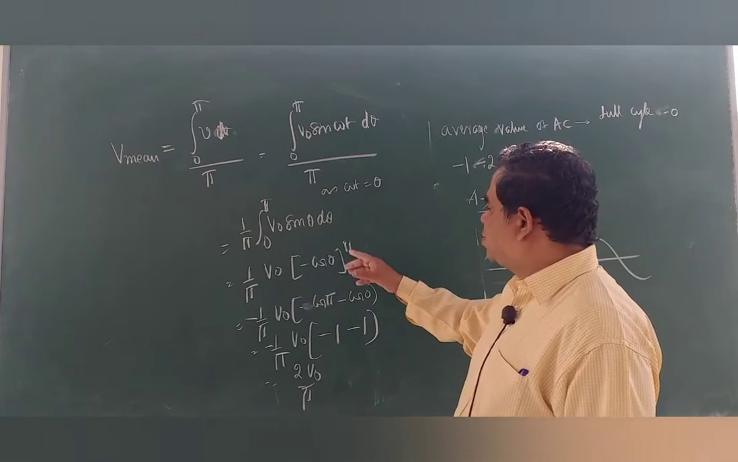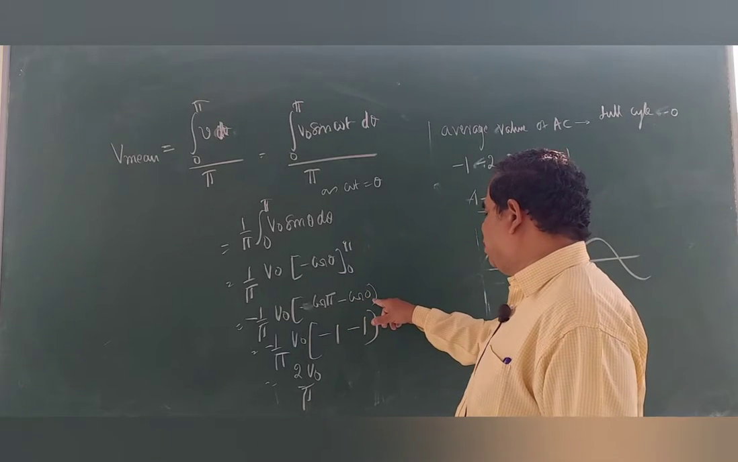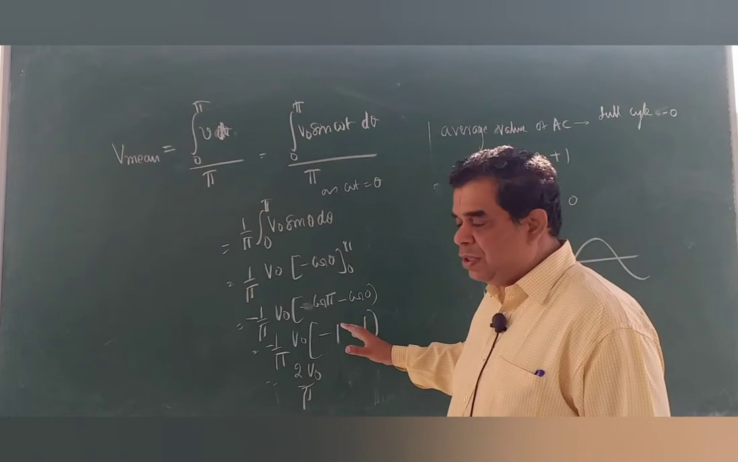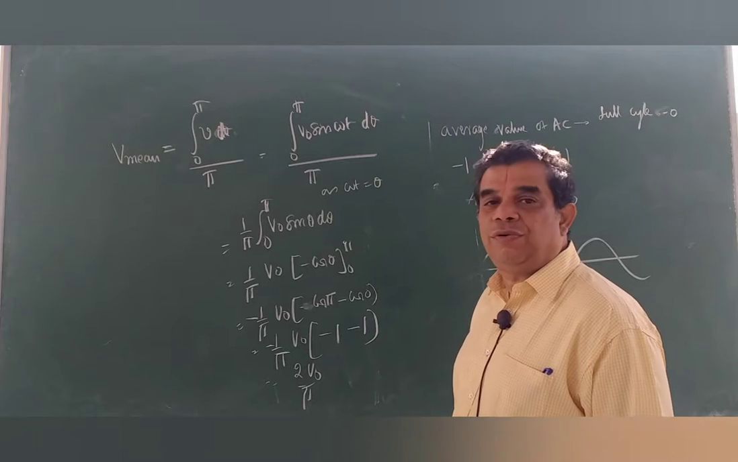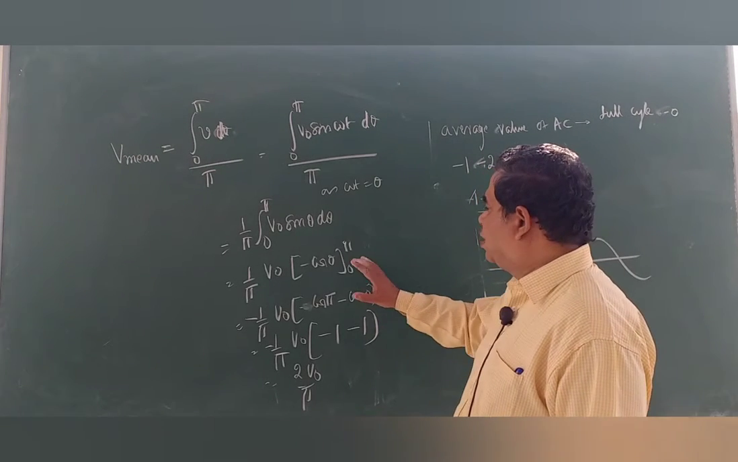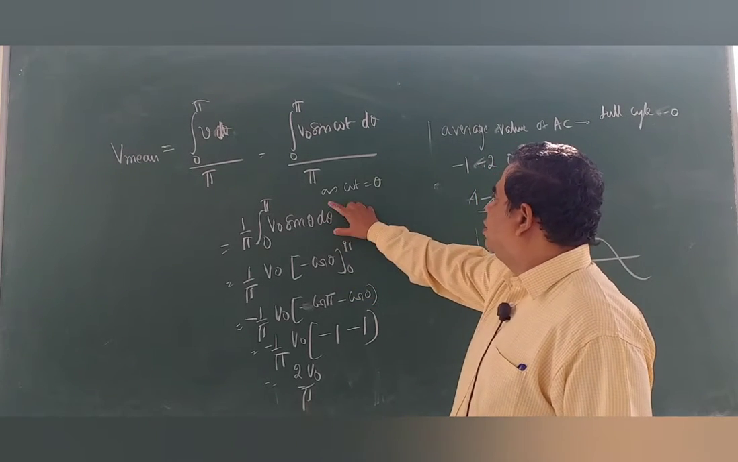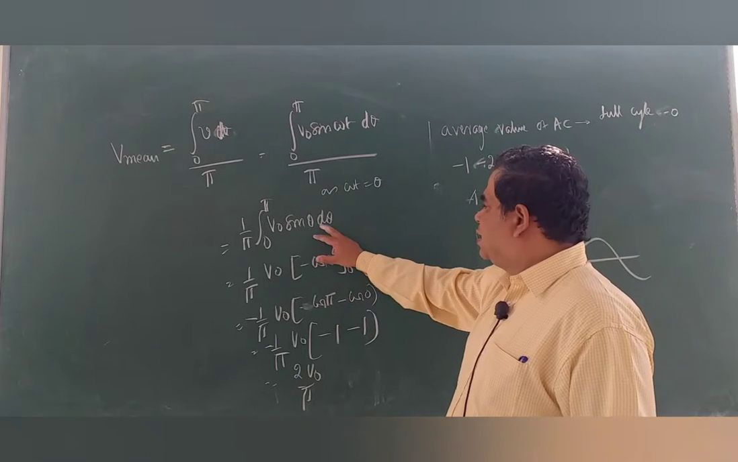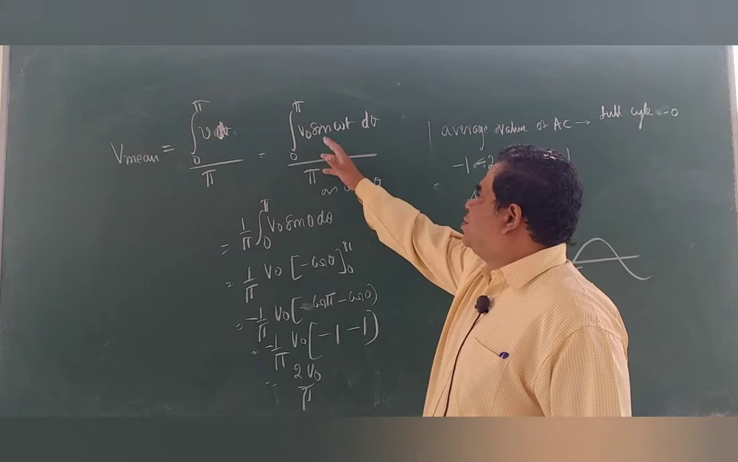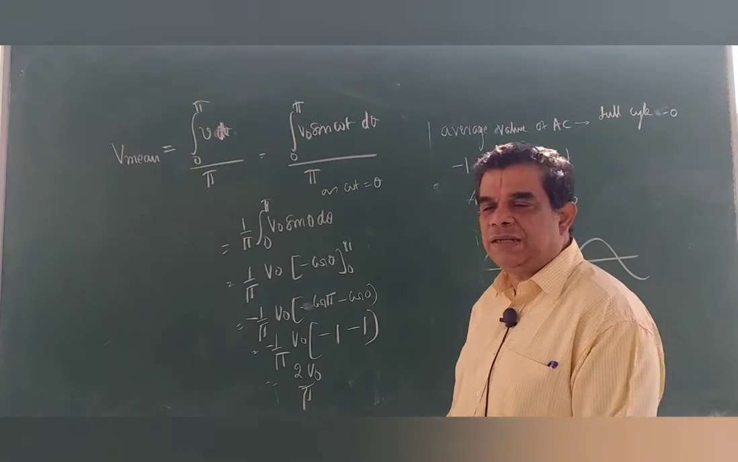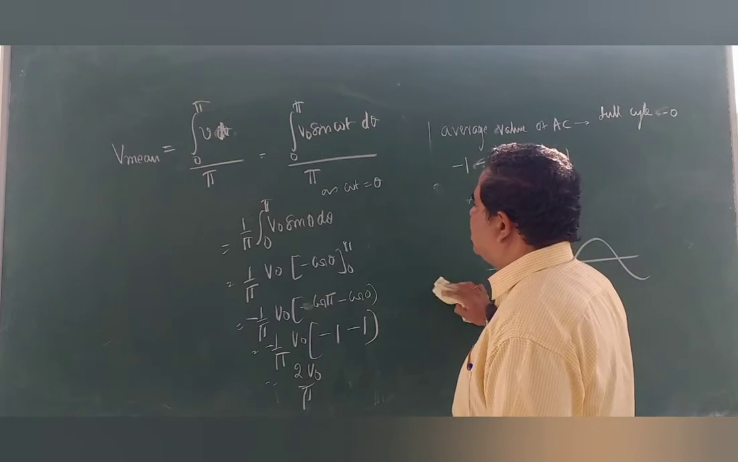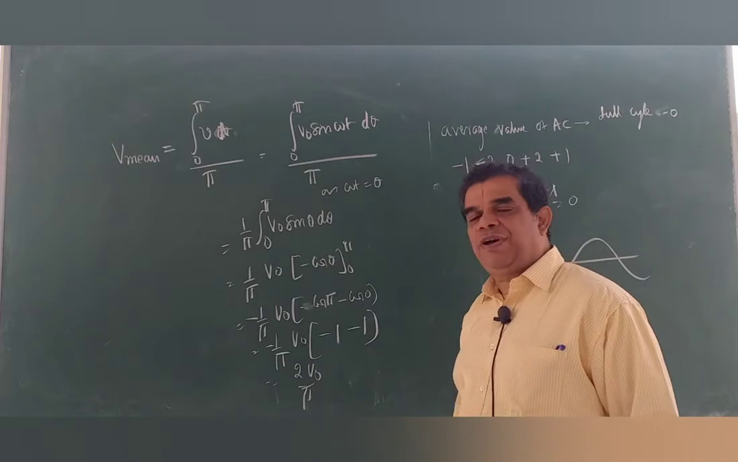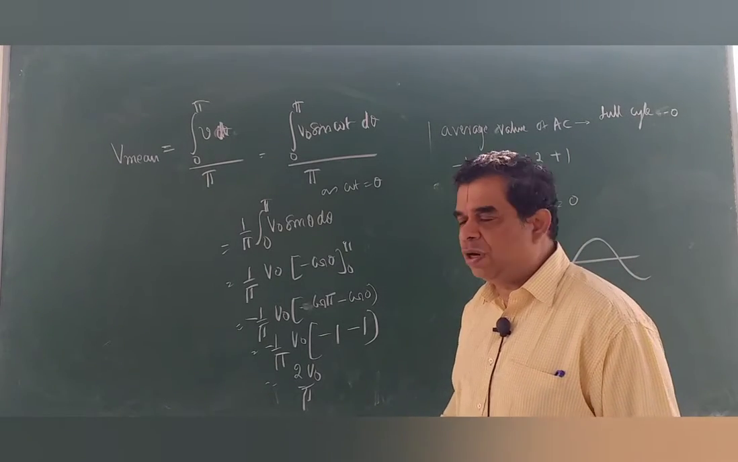If you take the full cycle, then cos 2 pi minus cos 0 becomes 0. So the average voltage is 0 over one full cycle. But observe here, we have taken omega t as theta and differentiated it, because this is the phase factor omega t which varies as pi or pi by 2 like that. Therefore, this is the expression for the mean value of AC voltage.